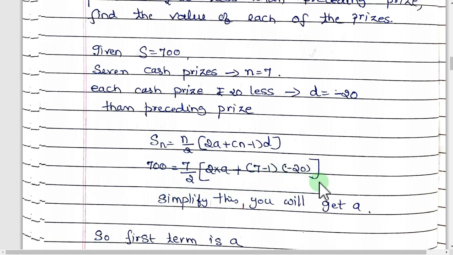Then if you simplify this, you will get the value of a. How to simplify? You can take 700 to the other side. When you take a fraction to the other side, the numerator becomes the denominator and the denominator goes to the numerator, the reciprocal. So 700 into 2 by 7. Simplification is possible: 7 ones are 7, 100 into 2, 200 you will get. On this side, 2 into a is 2a plus 7 minus 1 is 6, 6 into minus 20, you have to find the product of that.